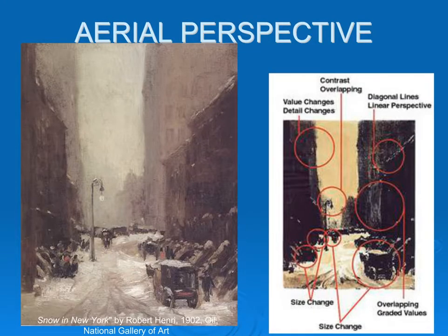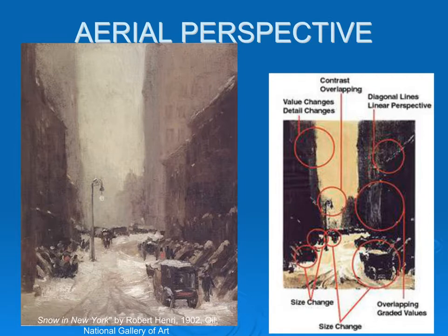All right, aerial perspective. Remember that painting that I showed you by Robert Henry, Snow in New York? If you look at distant objects, they have less detail. This gives an illusion that they're further away. There's also a sort of haze that's over that. Think of when you're looking at mountains, how the farther you look, the more distant they look, and the more they appear light and hazy-like.